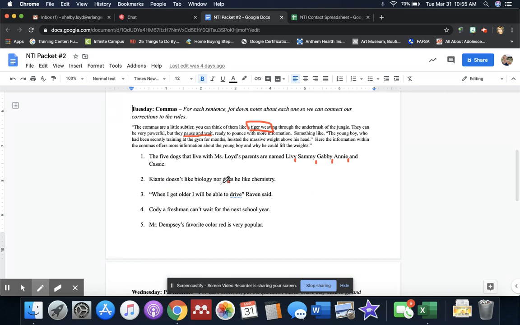Keontae doesn't like biology, nor does he like chemistry. So this kind of tells us that Keontae must not like science, because he doesn't like bio and he doesn't like chemistry. When I get older, I will be able to drive. I'm going to let you guys put the comma there, because we just kind of talked about that. Is it going to go inside the quotation mark, or is it going to go outside the quotation mark?